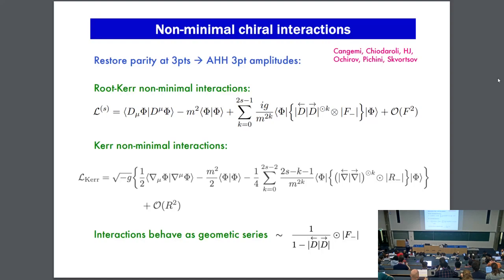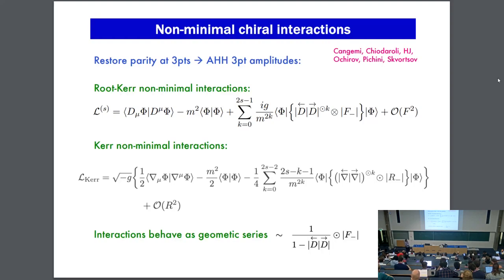But then we need to add non-minimal interactions to restore parity. So that I did here for the gauge theory. This is the non-minimal interactions. Again, this is a chiral formulation. This is basically d slash, but we didn't want to slash it.